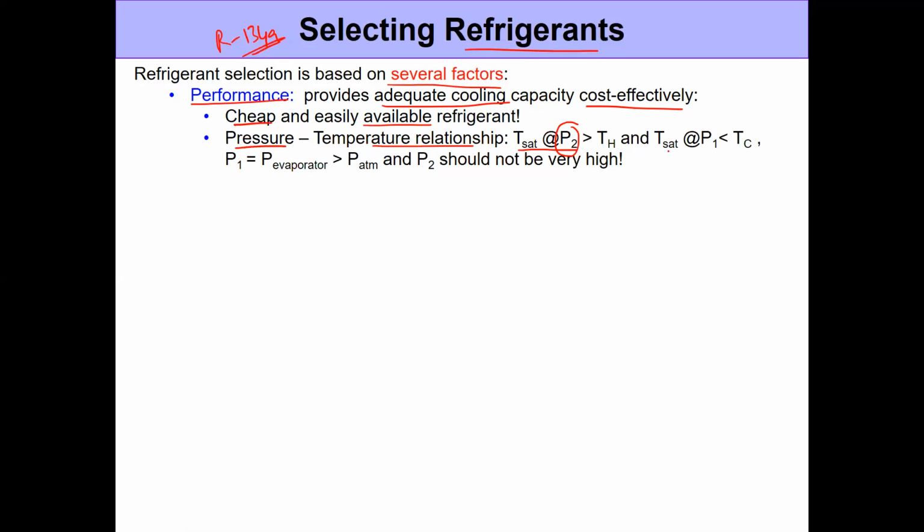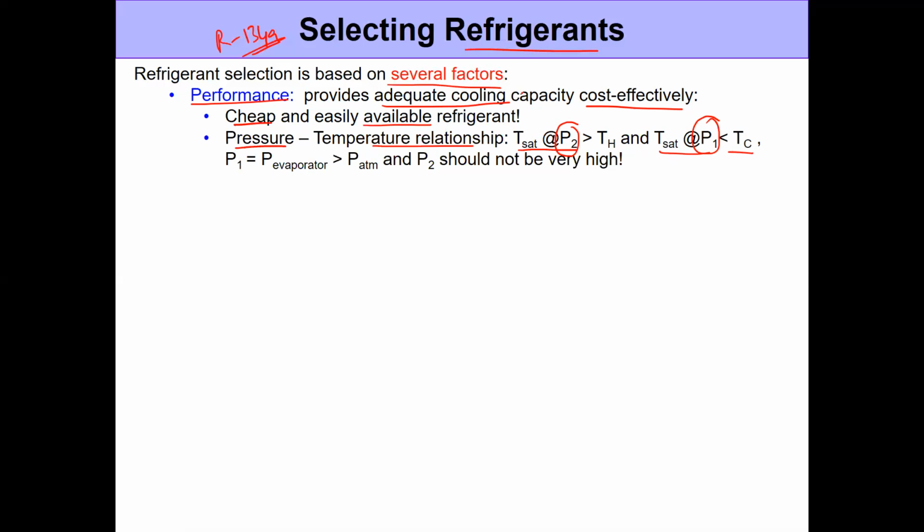The other requirement that we need for the vapor compression cycle is the fact that the saturation temperature at P1, which is the evaporator pressure, should be lower than TC, right? Whatever your desired TC is. In the freezer, it's minus 18 degrees Celsius. In the fridge, it could be 3 degrees Celsius, right? Or it could vary depending on what's the need.